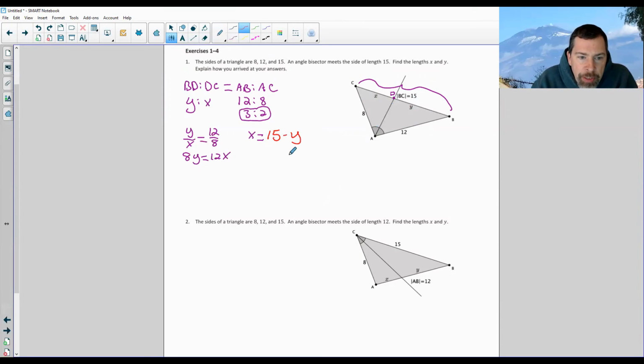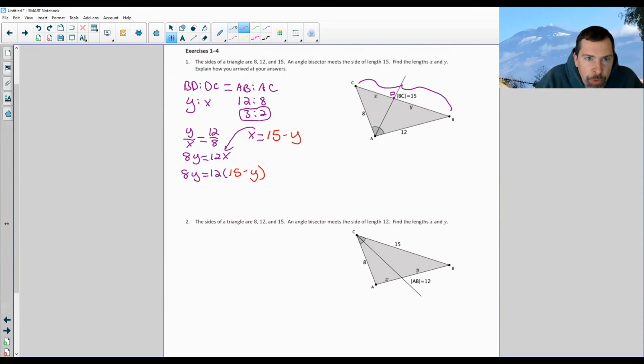The reason I'm doing that is because I'm going to substitute in now. So when I simplify this, I'm going to substitute in for X. I'm going to say 8Y equals 12 times my X, but my X is 15 minus Y. The reason I did this is because we can't solve an equation with 2 variables, two unknowns. But if we substitute in something we know in another term, then we can narrow it down to one variable and we can find Y.